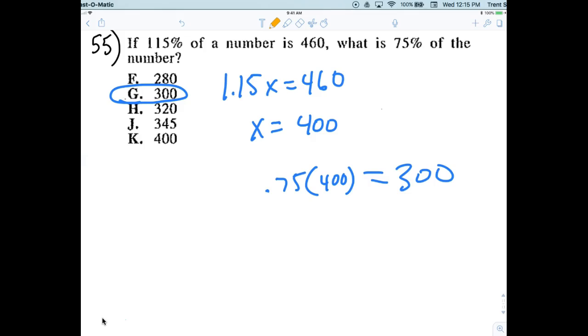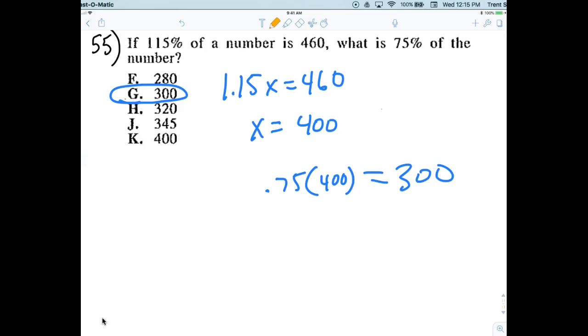And of course, a lot of kids circled 400. So they're not asking for what x is, they're asking what's 75% of that. So now you're just multiplying 400 times 0.75. You have to be careful. Is everybody good on that? So G is correct. G is correct. All right?